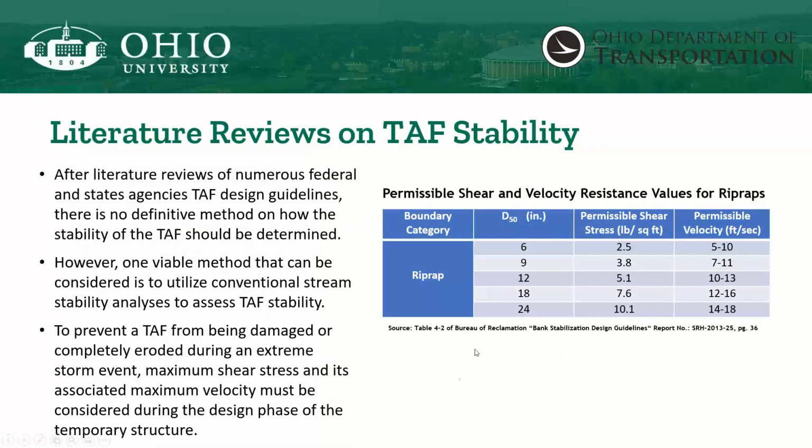So we looked at the Bureau of Reclamation Bank Stabilization Design Guideline, and you see that by looking at riprap sizes, right? Look at D50s, and each size has its own associated permissible shear stress and permissible velocity. Which means when you design these things, you've got to make sure that whatever flow rate or flow value you use to determine the stability, it's got to be less than these values. We're either looking at shear stress or velocity. Make sure an appropriate riprap size is being used.